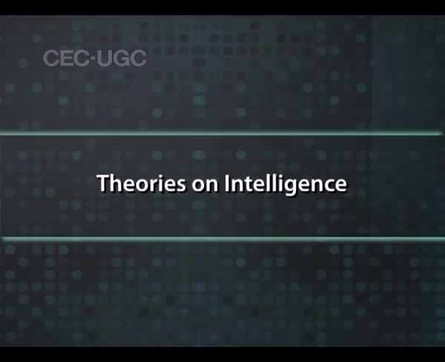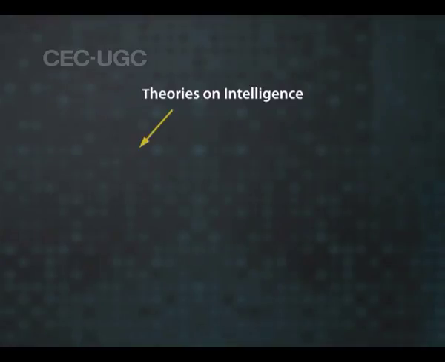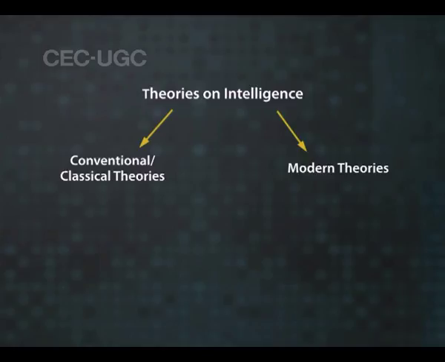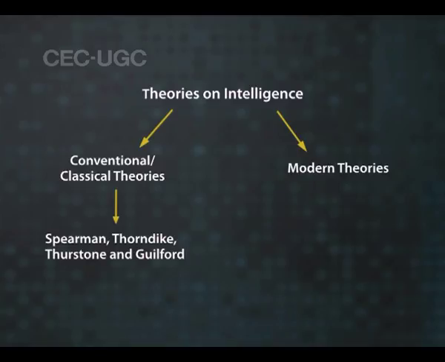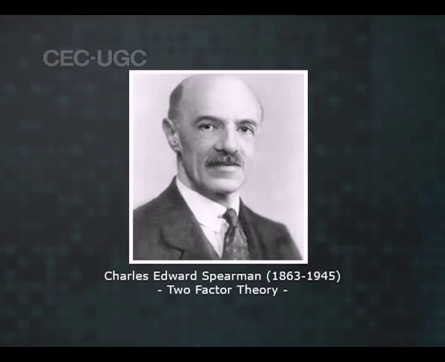Theories on intelligence. As I said before, there are many theories on intelligence. A famous classification divides the theories into two: conventional or classical theories and modern theories. In the conventional classical theories side, we will examine the theories of Spearman, Thorndike, Thurston and Guilford very briefly, and from modern theories we will see the theories of Sternberg and Gardner. The first intelligence theory was put forward by Charles Edward Spearman in 1904 and is called two-factor theory.